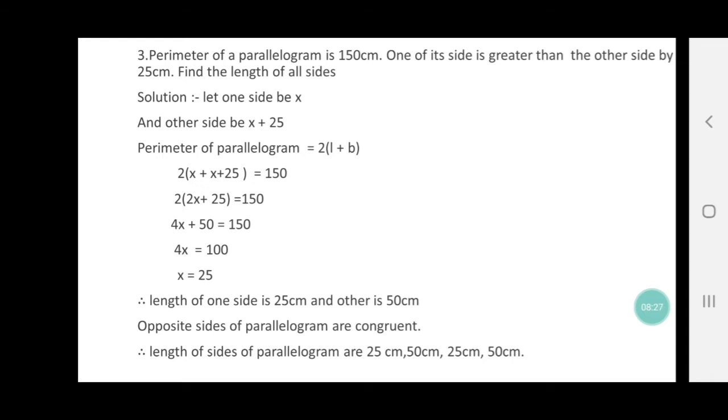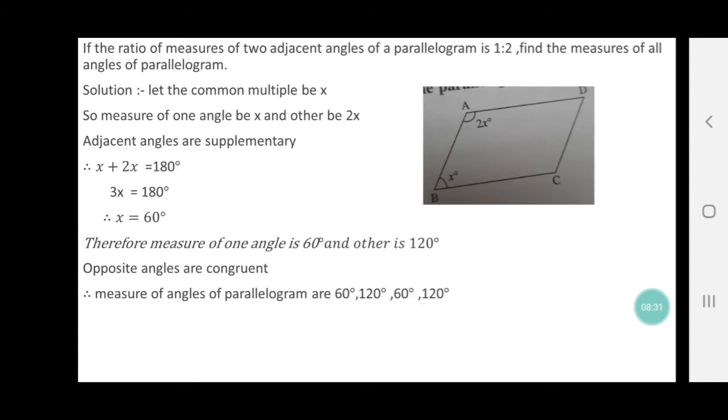Now we move on to the fourth problem of exercise 5.1, in which we have been given the ratio of the measures of two adjacent angles, that is equal to 1 is to 2, and we are supposed to find the measure of all the angles of a parallelogram. Now whenever it is given in the form of a ratio, we have to consider the common multiple. So the common multiple is taken as x. So the measure of one angle will be x and the other will be 2x.